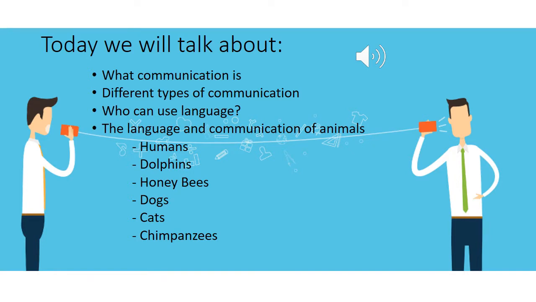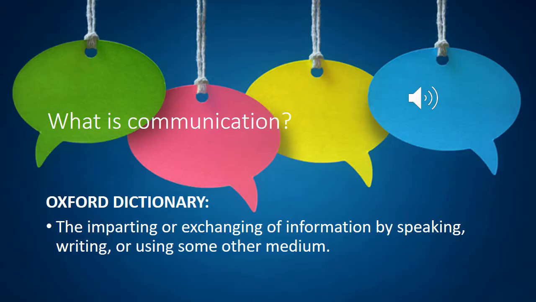Hi guys! Today we're going to talk about language and communication. So first we'll look at what is language, then different types of language and who can use it. Then we'll look at the language of animals. So humans are an animal, and then the other animals that we'll look at are dolphins, honeybees, dogs, cats and chimpanzees. Hope you enjoy!